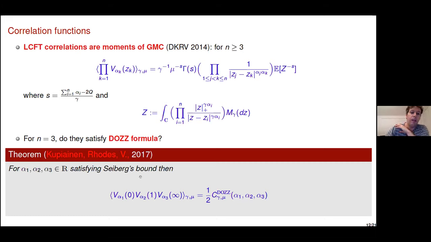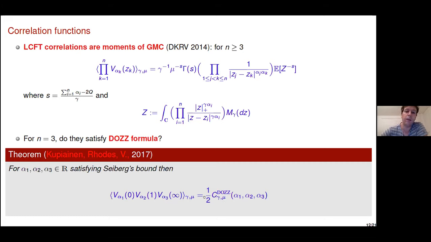And so the statement is, and it's an old statement for us, I mean, it's a theorem we proved in 2017, and it took us 2 years to prove it, actually, with Antti and Rémi. We can show that the three-point correlation function that we constructed, so it has these kinds of explicit expressions, it is the DOZZ formula that you see written everywhere in physics.